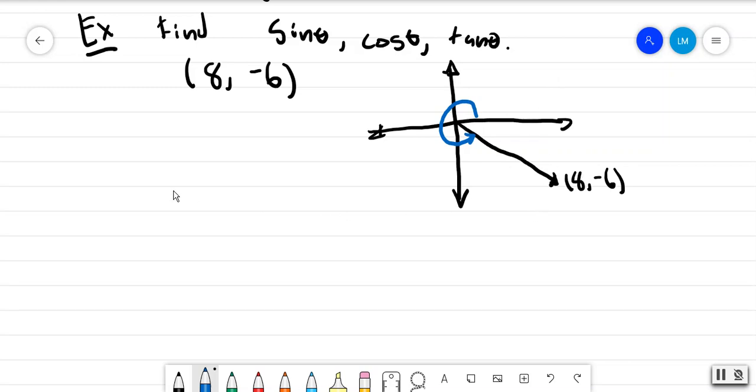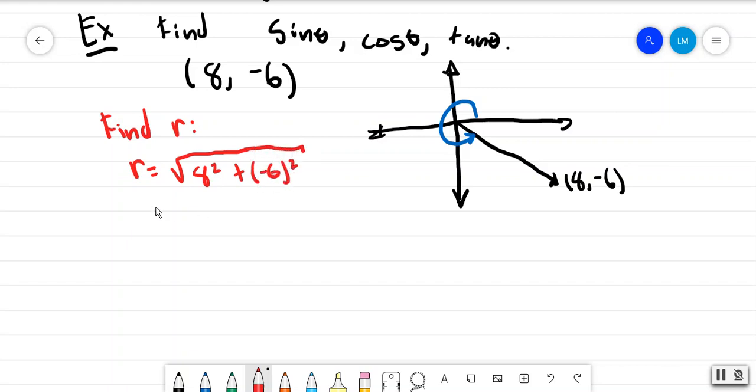Okay, so let's go ahead and find r. r is going to be equal to the square root of 8 squared plus negative 6 squared. So this gives you the square root of 64 plus 36, which gives me 100. So the square root of that is 10.